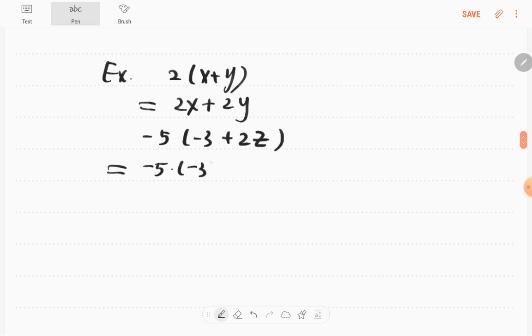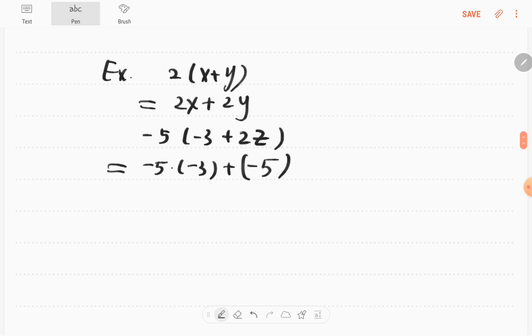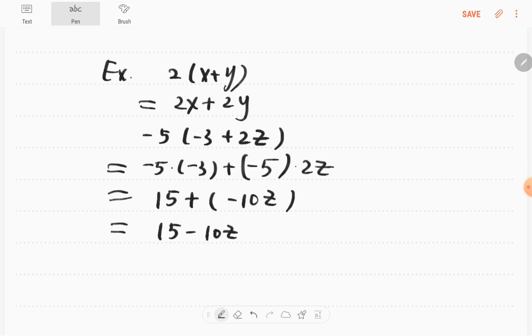times negative 3. Okay, if here is plus, I still keep plus. Then negative times the second term in the parentheses. It's 2z. So negative, negative is positive. Okay, plus negative 5 times 2z, that will be negative 10z. So our answer will be just 10 minus 10z.